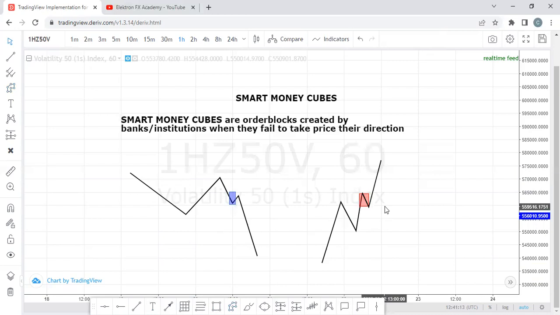It's when an institution or a bank fails to take price in their direction. That means they tried to sell here, but they were unable to sell, and then the price continued exploding in the other direction. I'll teach you the relevance of this as we progress.